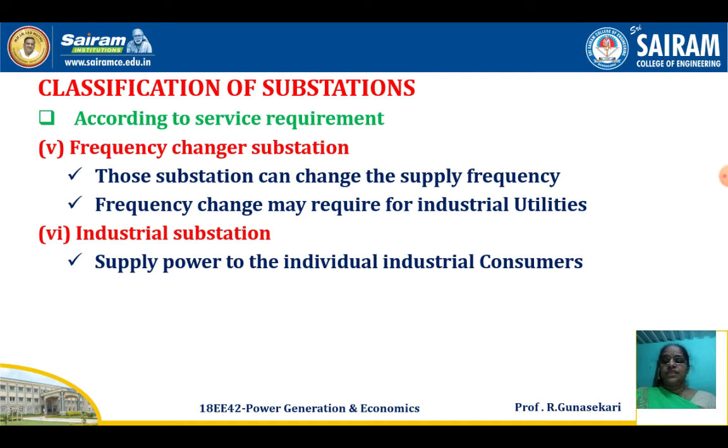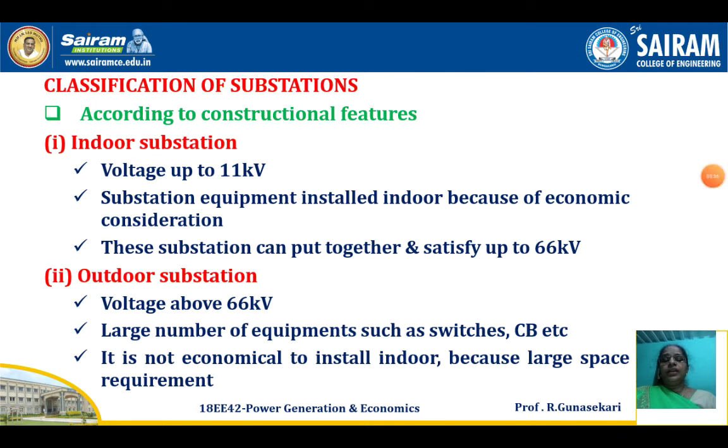The next is the industrial substation. It supplies power to individual consumers. These types of substations are used only to supply power to individual consumers. The next parameter is according to constructional features. According to the construction feature, the substation is classified into 4 types.